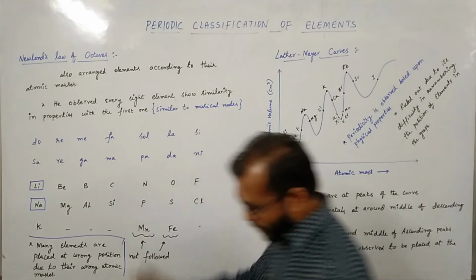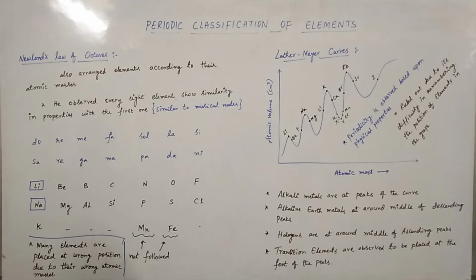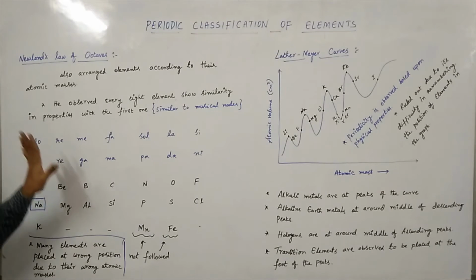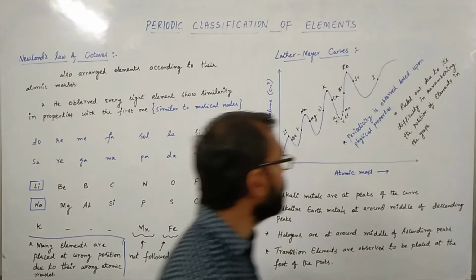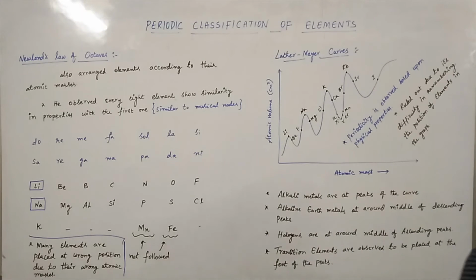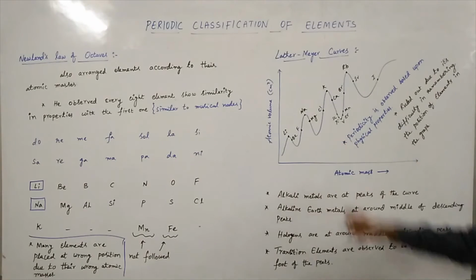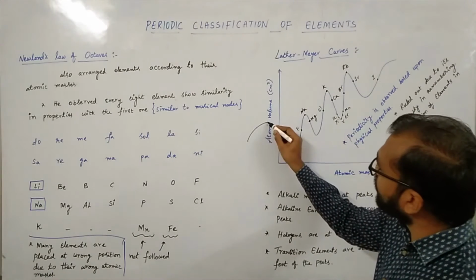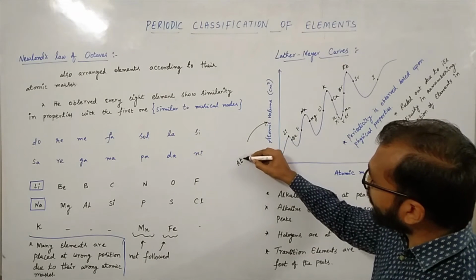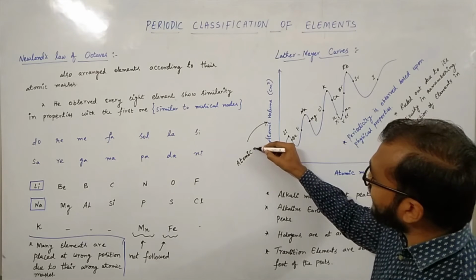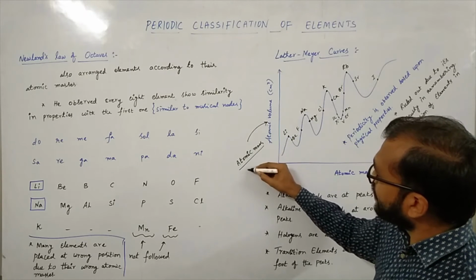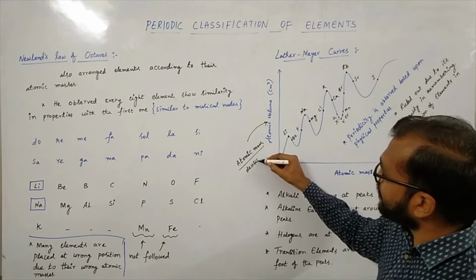Till now, periodic properties of elements were periodic functions of their atomic masses. So how is atomic volume calculated? Atomic volume was calculated by using atomic mass upon density. Accordingly, they have calculated.